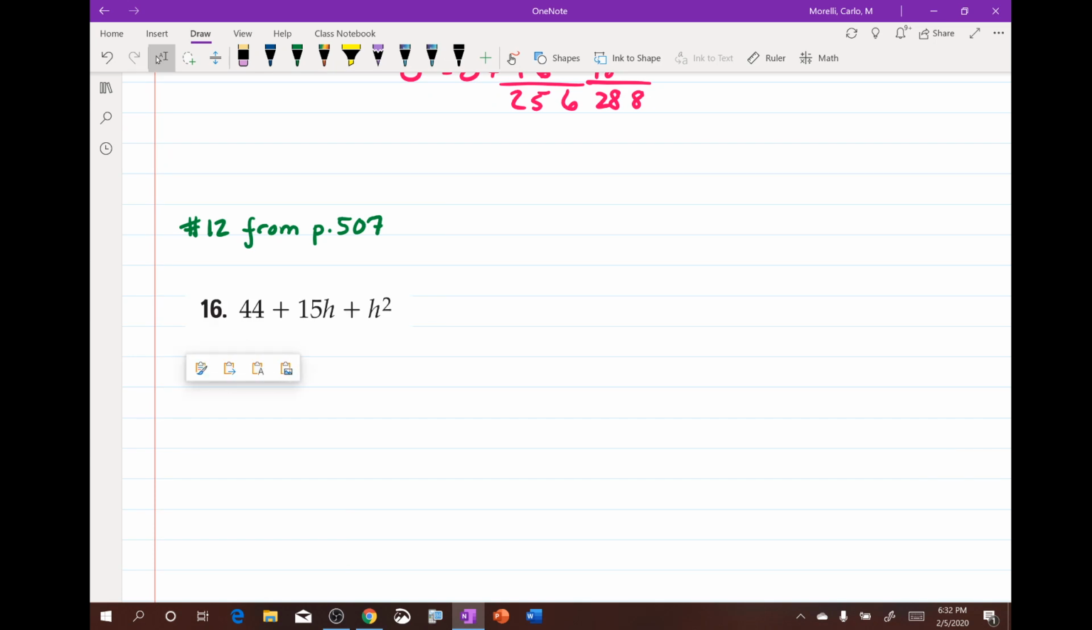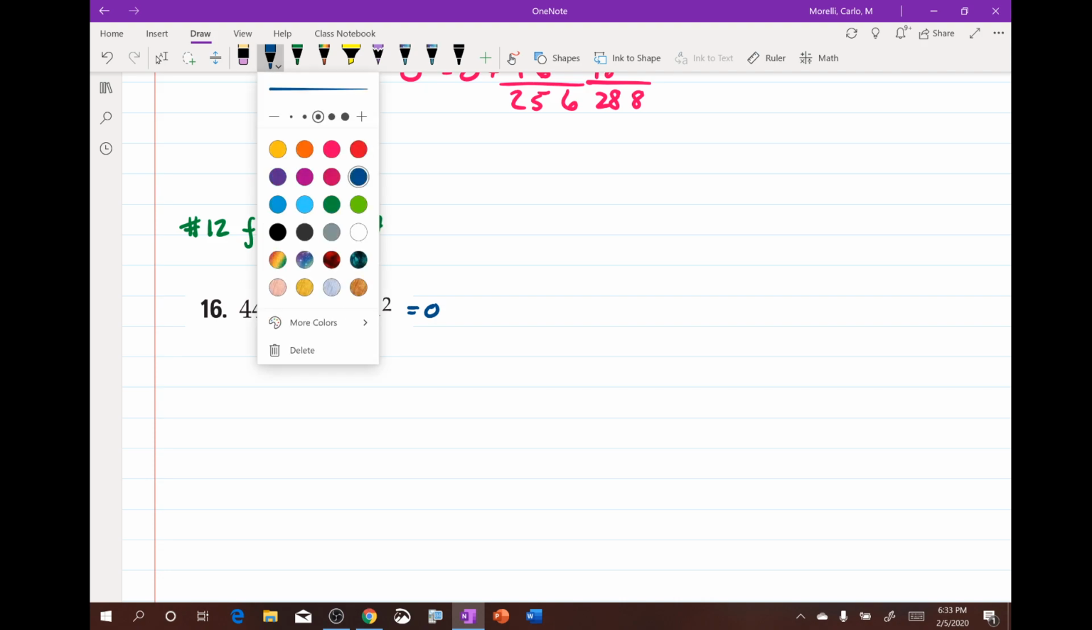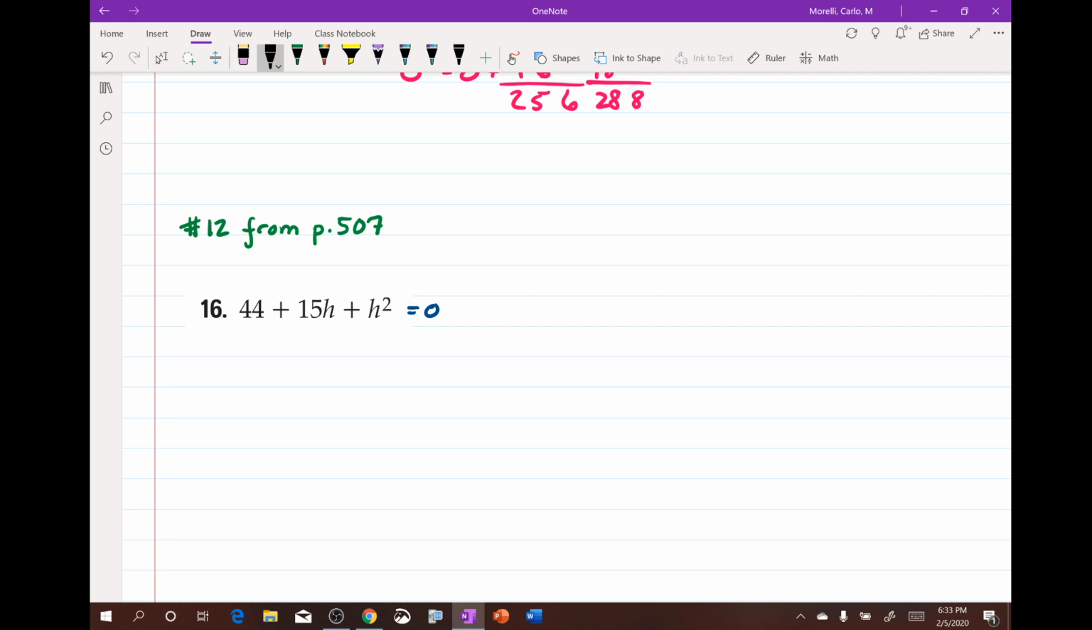I just want to tell you you're doing great, okay? So the very first thing we need to do is just artificially set this equal to 0, because right now it's not an equation, it's just an expression. So go ahead and put equals 0. I'm going to rewrite the whole thing. We have 44 plus 15h plus h squared equals 0.